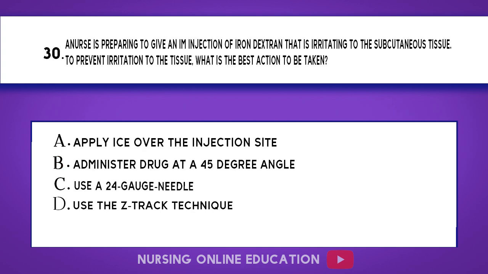30. A nurse is preparing to give an IM injection of iron dextran that is irritating to the subcutaneous tissue. To prevent irritation to the tissue, what is the best action to be taken? A. Apply ice over the injection site. B. Administer drug at a 45-degree angle. C. Use a 24-gauge needle. D. Use the Z-track technique. The answer is option D, use the Z-track technique.